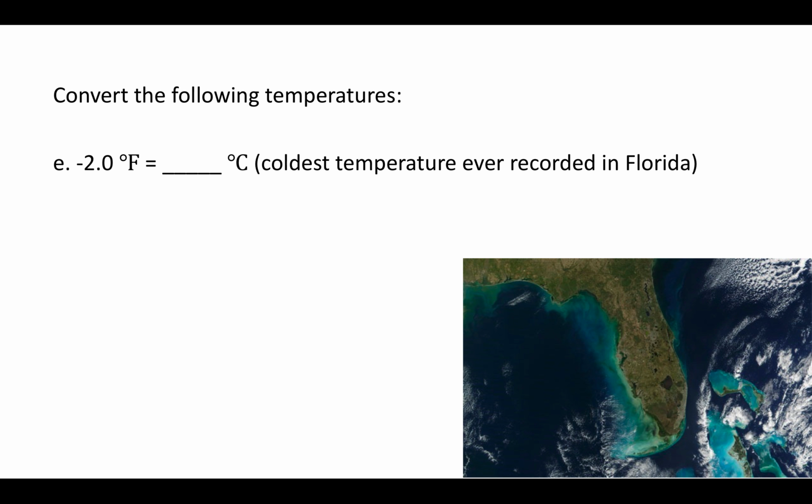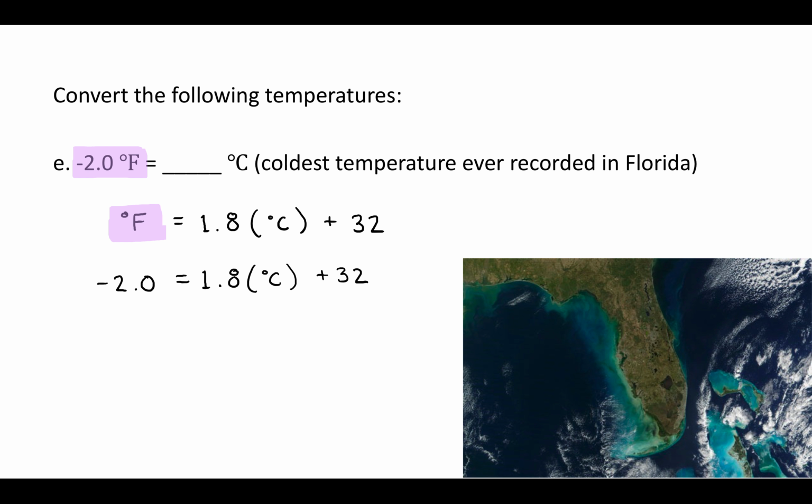How about -2 degrees Fahrenheit? What's that in Celsius? And this is the coldest temperature ever recorded in Florida. Going between degrees Fahrenheit and degrees Celsius, you use this equation. Degrees Fahrenheit equals 1.8 times the degrees Celsius plus 32. So we have a number for Fahrenheit, it's -2. We'll replace that degrees Fahrenheit with that. So we have -2.0 equals 1.8 times degrees Celsius plus 32.